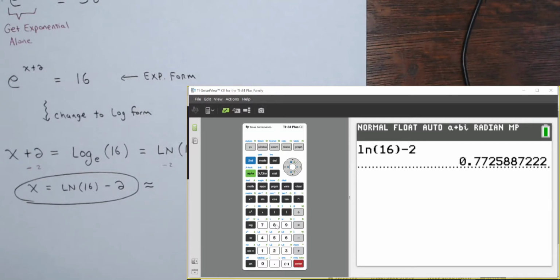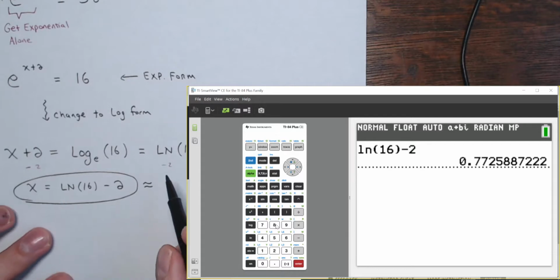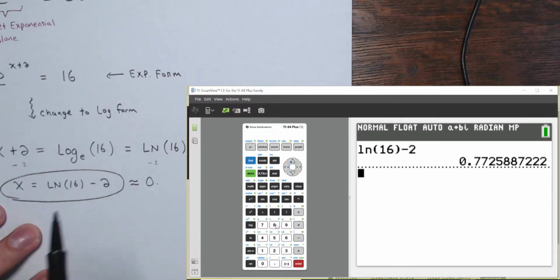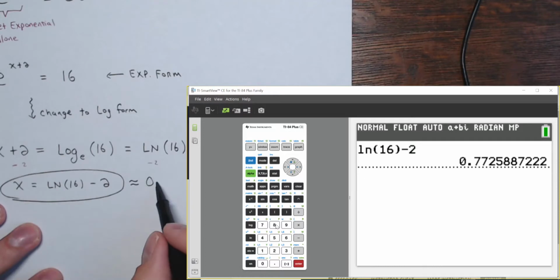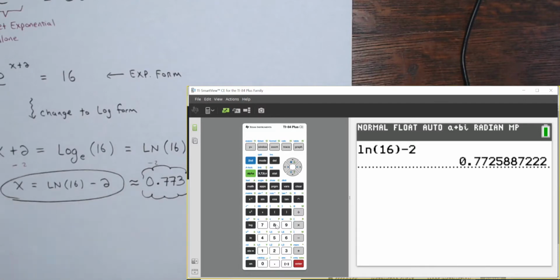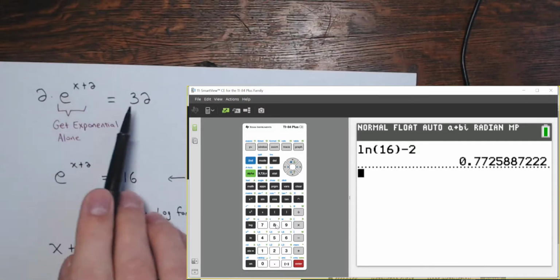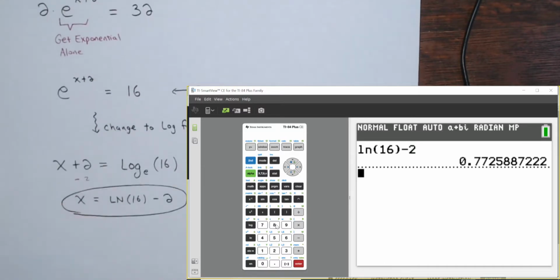And I'm getting approximately 0.7725. So the fourth decimal place is 5 or more, so I'm going to bump the third decimal place up 1. So this is approximately 0.773 for the solution. And you can check it by plugging that back in for x in the equation and seeing with the calculator if that makes a true statement or not, but it should. And I'll show you.